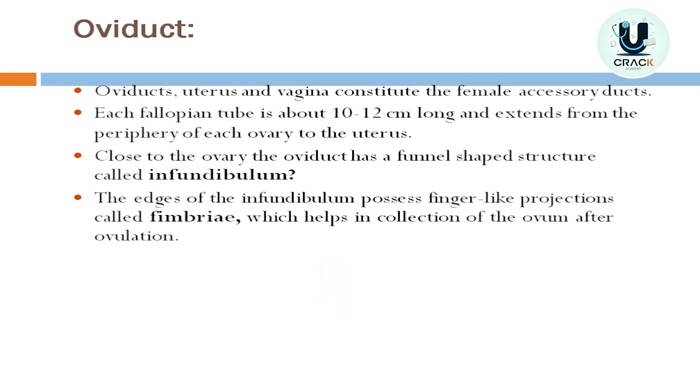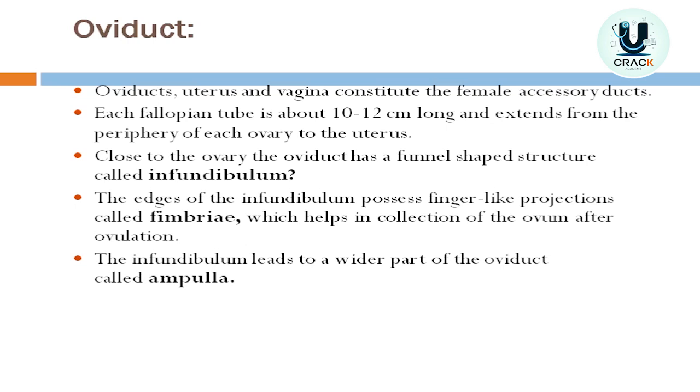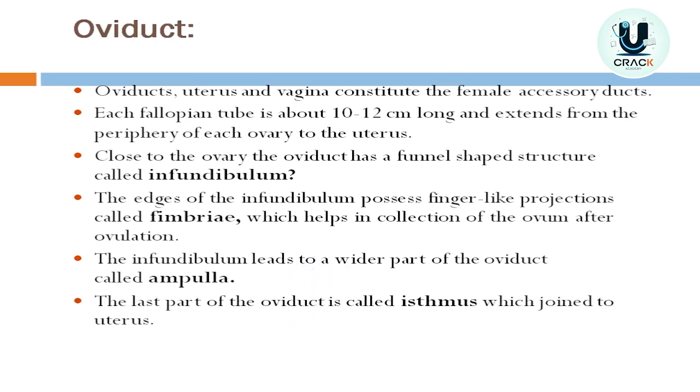These are called fimbriae, which help in the collection of the ovum after ovulation. The infundibulum leads to the wider part of the oviduct, which is the ampulla. The last part of the oviduct is called the isthmus, which joins the uterus.